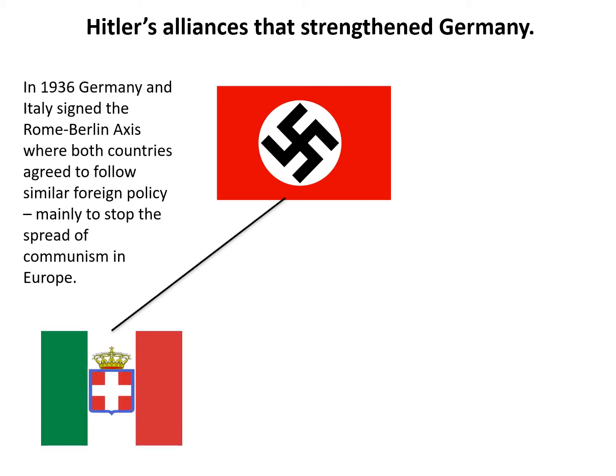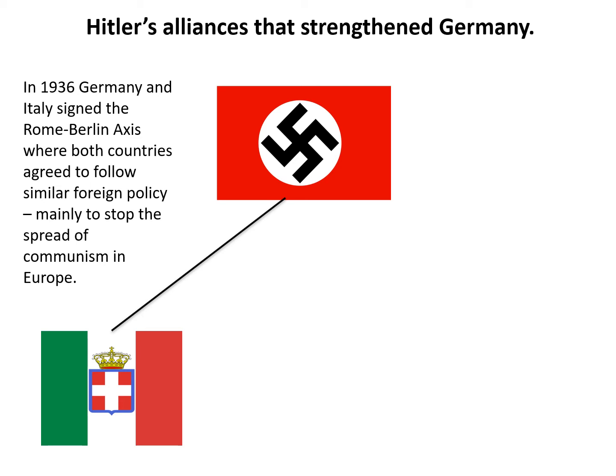Okay, so in 1936, Germany and Italy sign a pact called the Rome-Berlin Axis. That's hopefully easy to remember because Rome is the capital of Italy, Berlin is the capital of Germany. So if you see the Rome-Berlin Axis, it should be the alliance between Italy and Germany. They agreed that both countries would follow a similar foreign policy, so they would deal with countries in a similar way, and mainly they wanted to end communism in Europe.